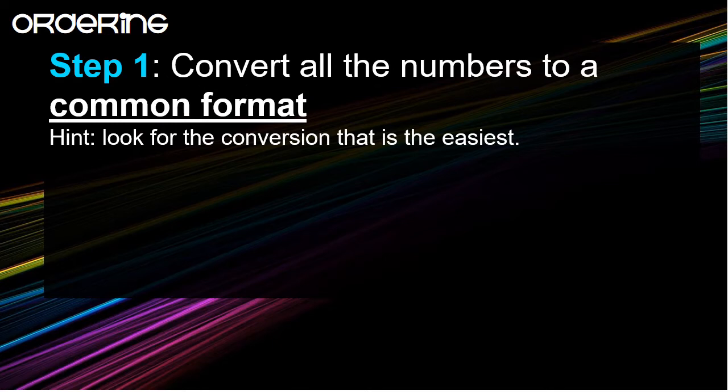So when it comes to ordering fractions, decimals, and percents, I'm going to give you a few steps here for your notes. Our first step is you're going to convert all the numbers into a common format. What that means is you're going to convert them all into fractions, or all into decimals, or all into percent. And our hint here, lovely little hint, is you're going to look for the conversion that is the easiest. Put a little smiley face next to the easiest word.